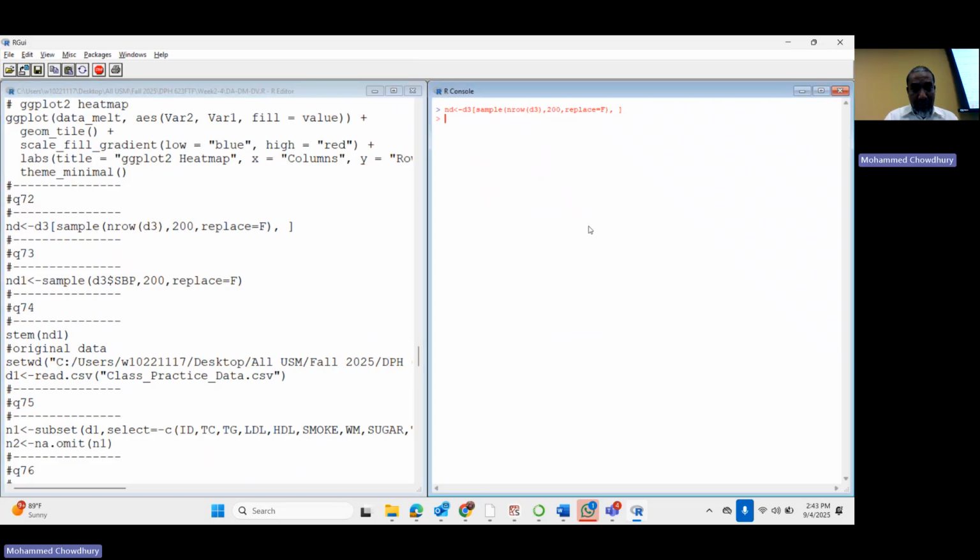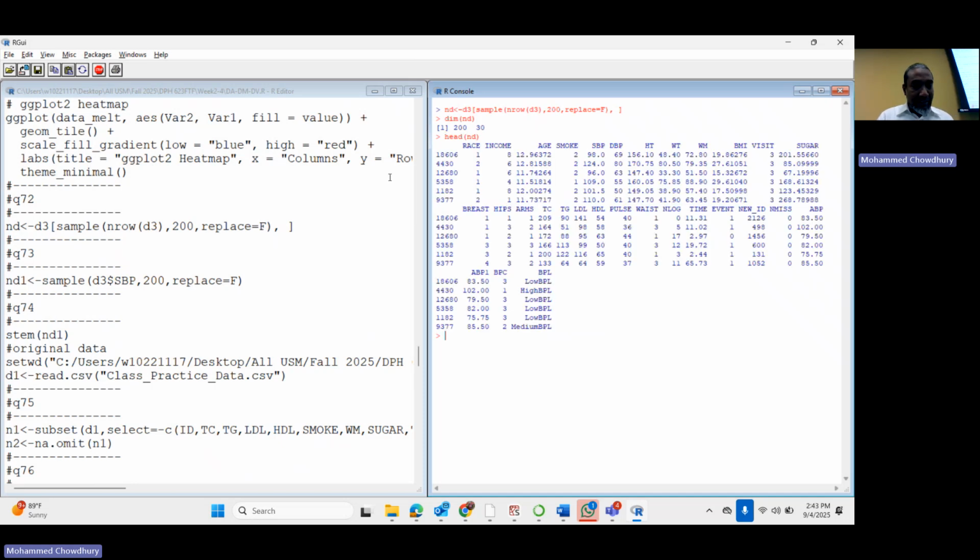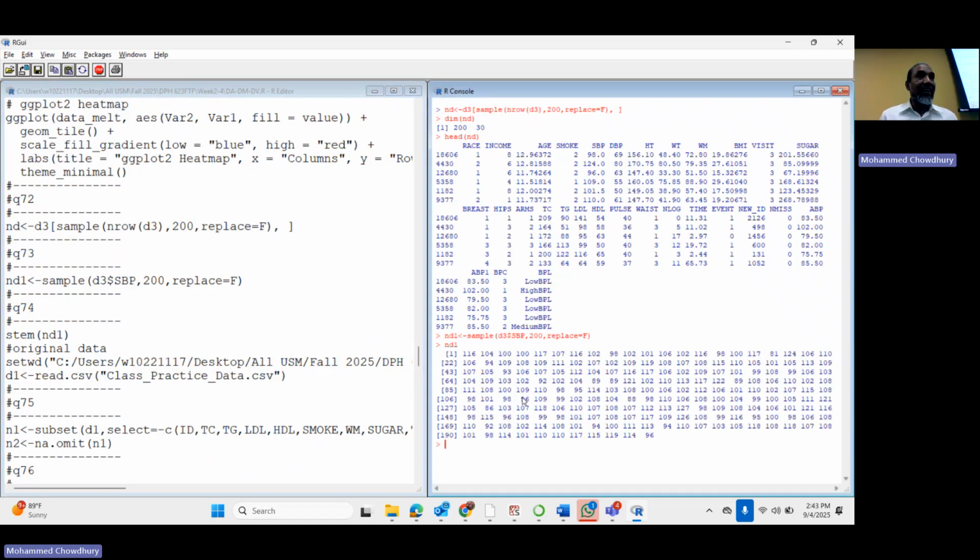Now, if you take a look at the dimension of the new data, you see there are 200 rows. If you want to take a look at the head of the ND data, this is the head of the ND data. Now if you want to take a sample of size 200 from the SBP variable, this is the way. This is the sample of the 200 data points for the SBP variable.